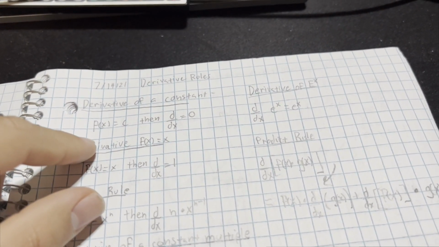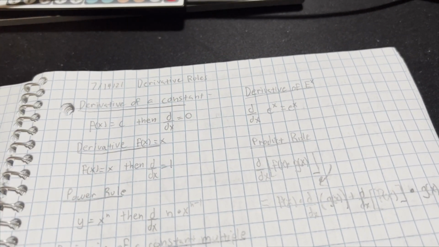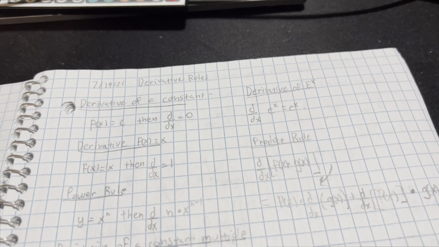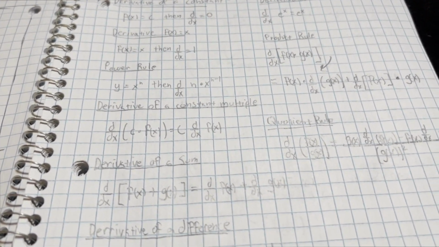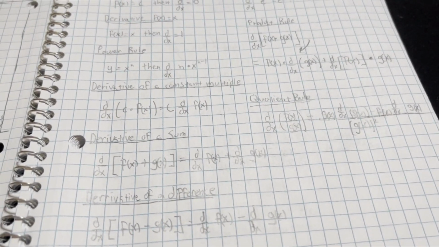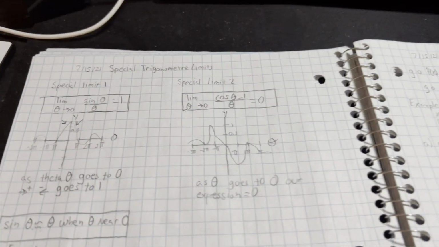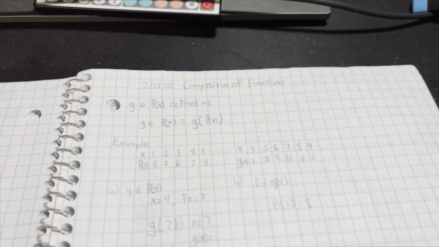Derivative of a constant: f of x equals just c. Derivative of f of x equals x, and then the derivative of x equals just 1. The power rule, constant multiple, derivative of sum, difference. So I guess I was just rewriting everything I know so far. It's pretty cool. Special trigonometric limits. Don't remember anything about this.